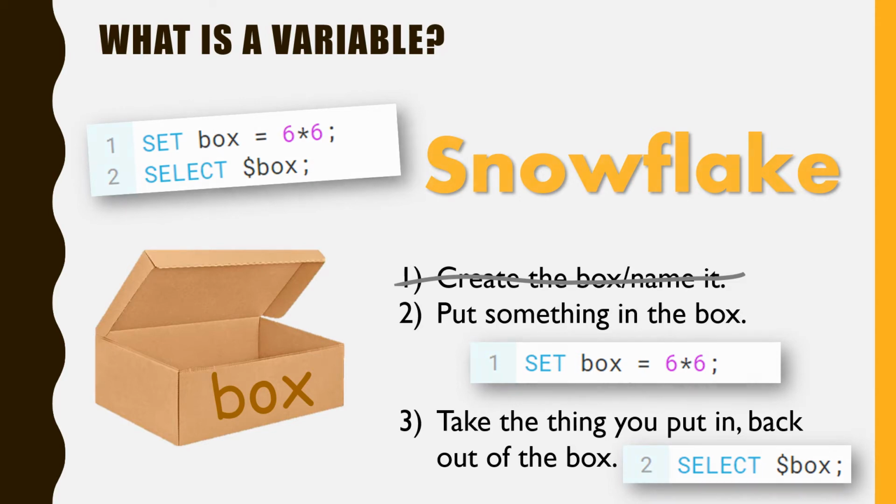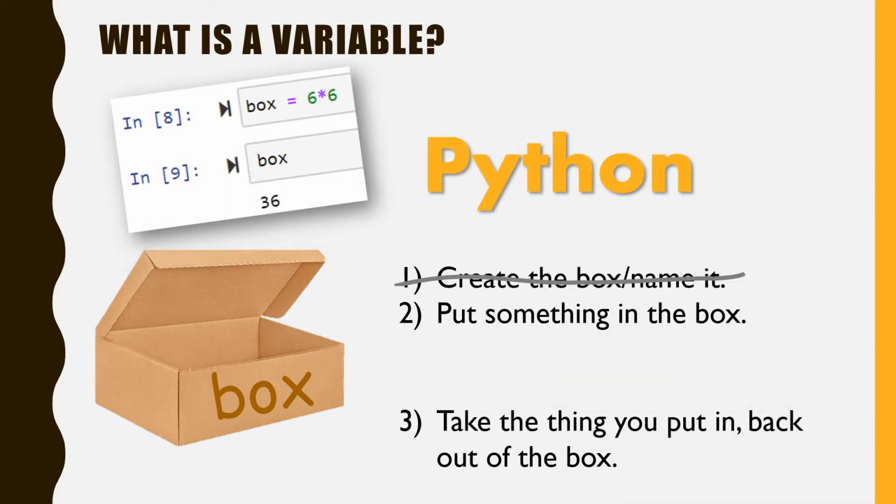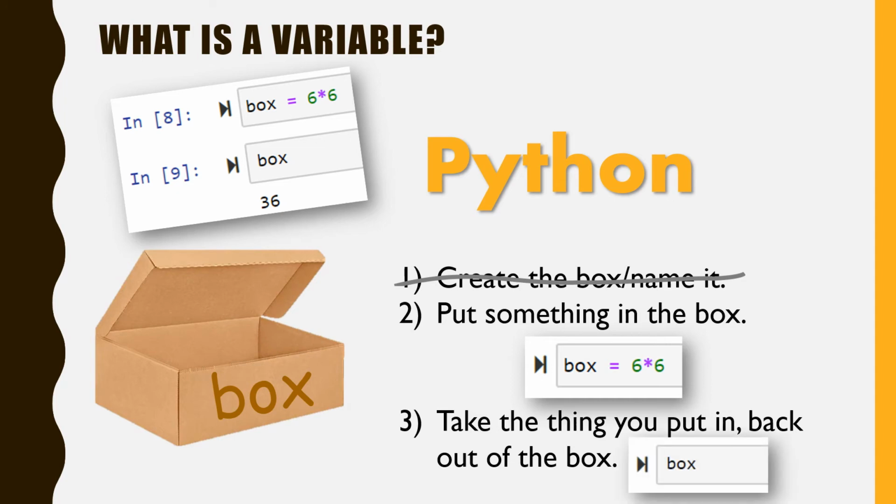And then, of course, Python is the simplest of the three. Just like Snowflake, there's no declaration statement. You just say what you want your variable to be named, and then you fill it by using an equal sign. When it's time to get it back, there's no special symbol to put in front of the name of the variable. You just say the name, and you'll get back the value.